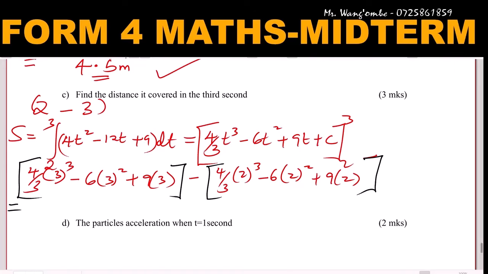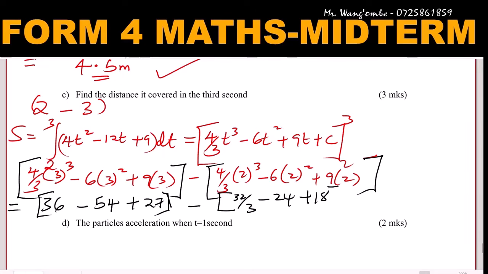Now you have 4 thirds multiplied by 3 cubed, you get 36. Subtract these, will give 54 plus 27. And then subtract. Now these will give 4 thirds multiplied by 2 cubed, which gives 32 over 3. Minus, these will give 24 plus 18, like that.